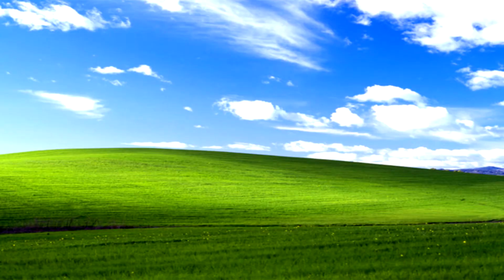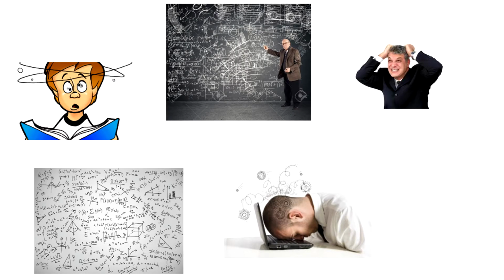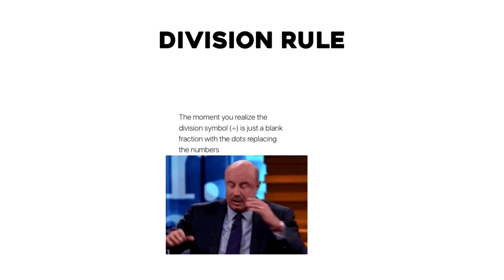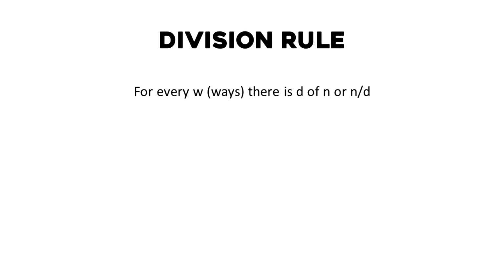Now we are moving on to one of the more difficult topics to conceptualize, the division rule. The official definition of the division rule is as follows. There are n over d ways to do a task if it can be done using a procedure that can be carried out in n ways, and for every way w, exactly d of the n ways correspond to the way w.